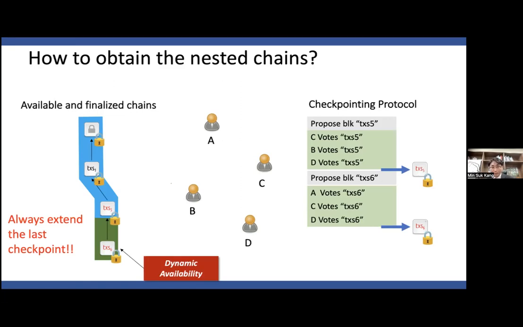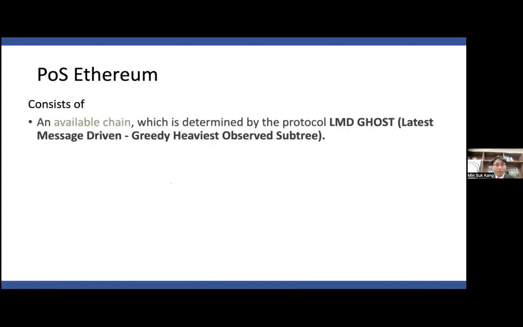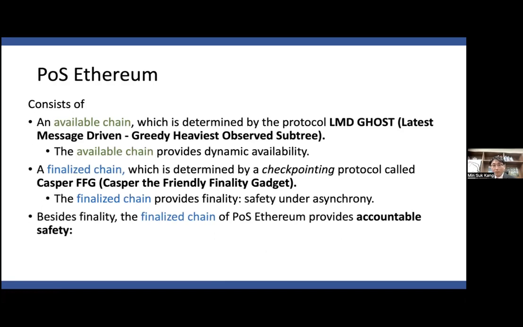That makes Ethereum, we can call it a nested chain, and that way you can achieve finality and dynamic availability for temporary network instabilities. So proof of work Ethereum now, in their own terminology, for the available chain, there's a protocol called LMD Ghost, which provides dynamic availability, which is quite similar to Bitcoin's heaviest chain rule, but with the difference of explicit voting. For the finalization, they use Casper FFG, the friendly finality gadget, for checkpointing protocols.